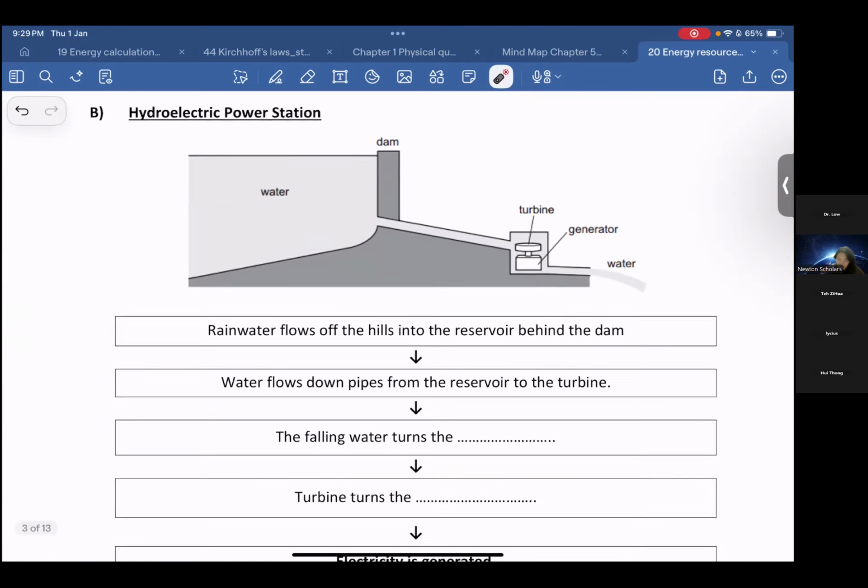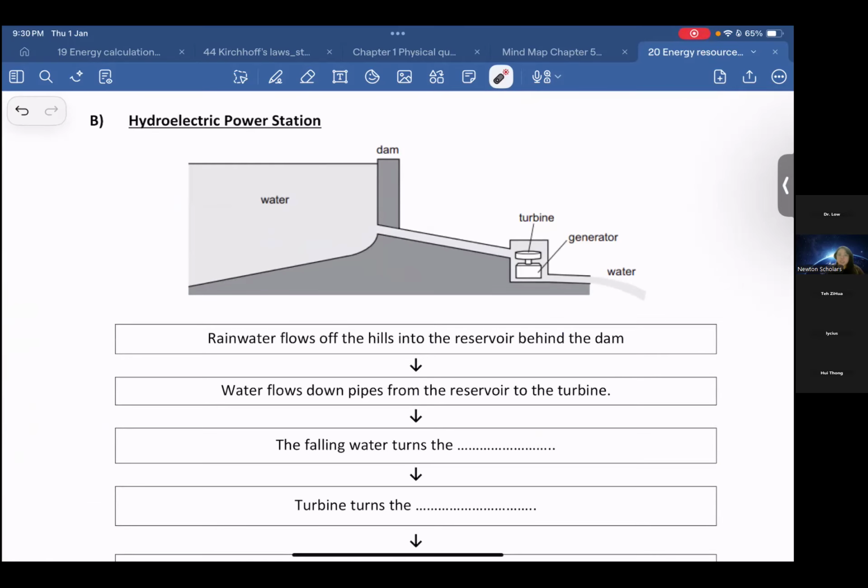Okay, here is the hydroelectric power station. How does it generate electricity? Water is stored behind the reservoir. This is GPE. It has a certain height, a certain position, so the water at the start has GPE.